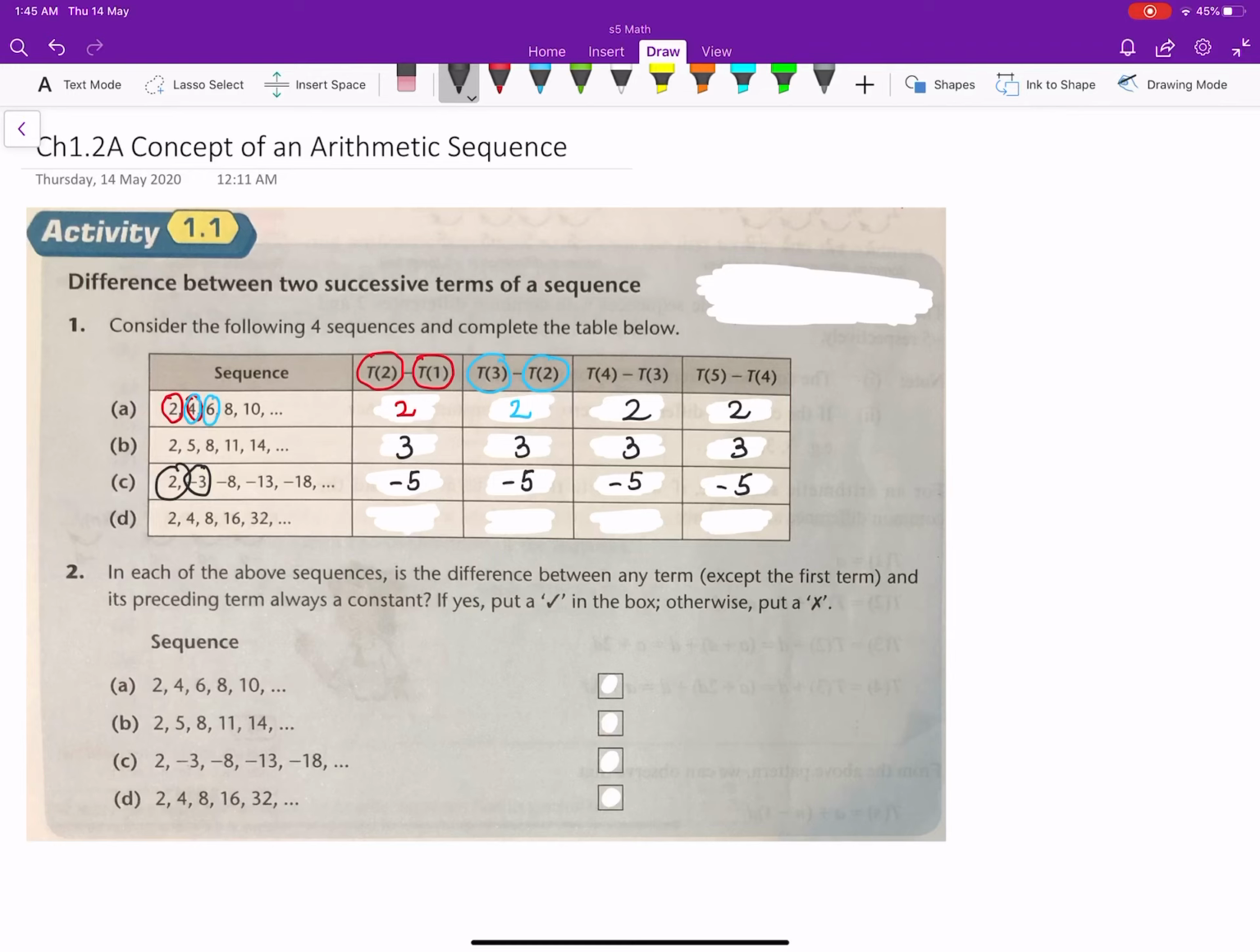And for the last one, first we get 4 minus 2, so we have 2. And then for this one, we have 8 minus 4. This time we have 4. And similarly, we have 8 and 16.